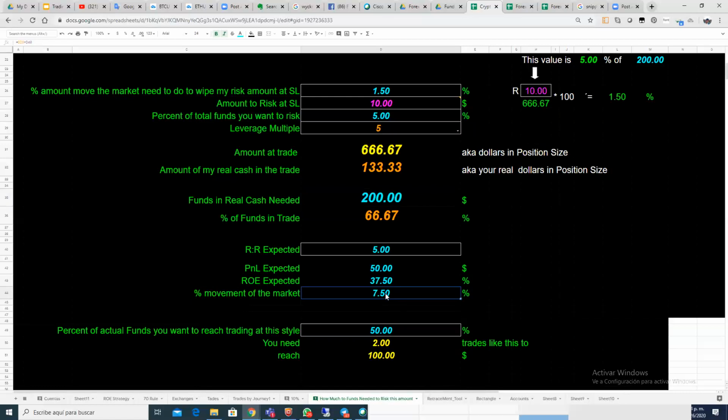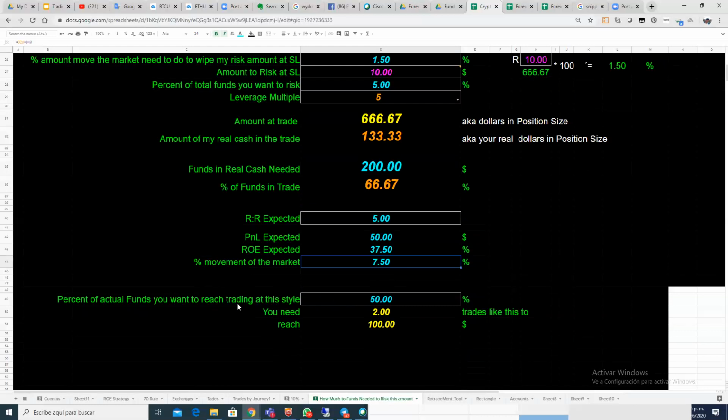The percent of movement of the market that I need so I'm able to profit on that is 7.5. Let me see if I put a 4 over here. You see, when I put this number over here, the tool is telling me the expected move that I should look for on the chart. Then there is the percent of actual funds you want to reach trading.